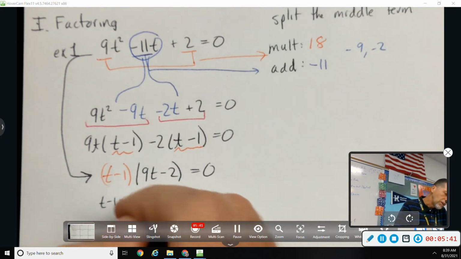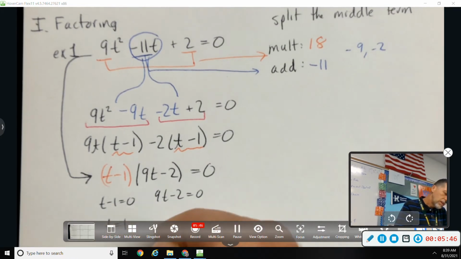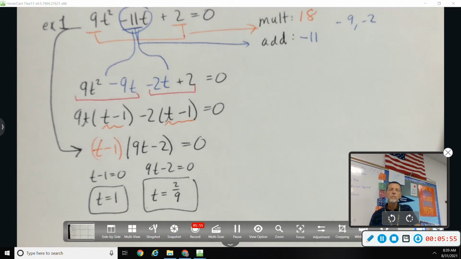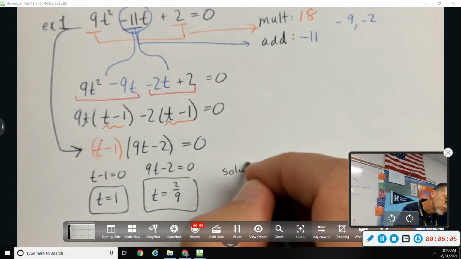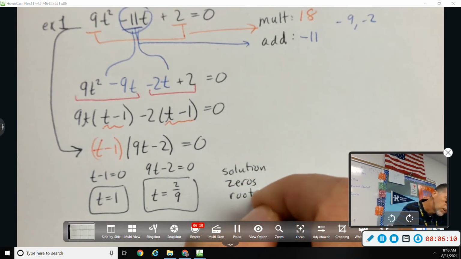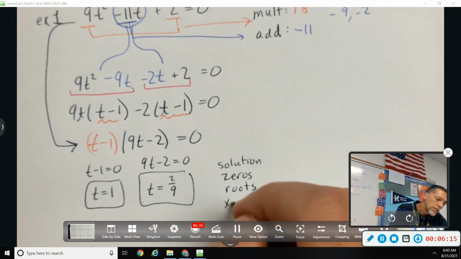So it's easy from here, right? Set each factor equal to 0. I'm going to skip a step here. So t equals 1, and t equals 2/9. Those are our solutions, our zeros, our roots. All those kind of mean the same thing. They're also the x-intercepts.